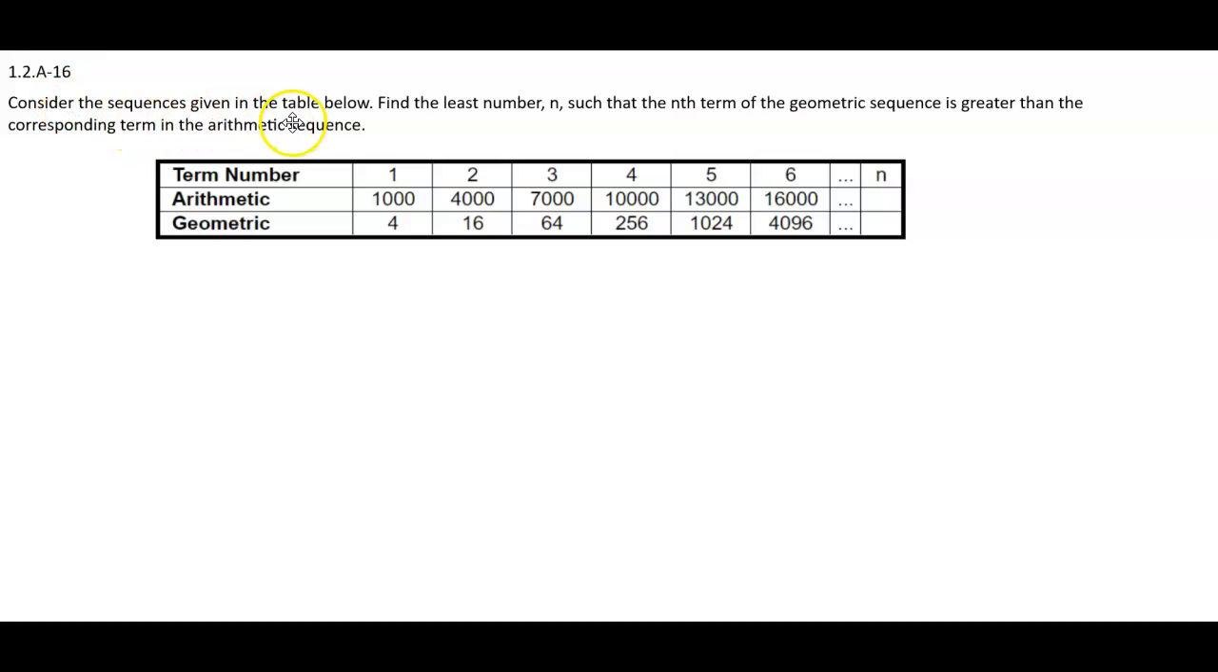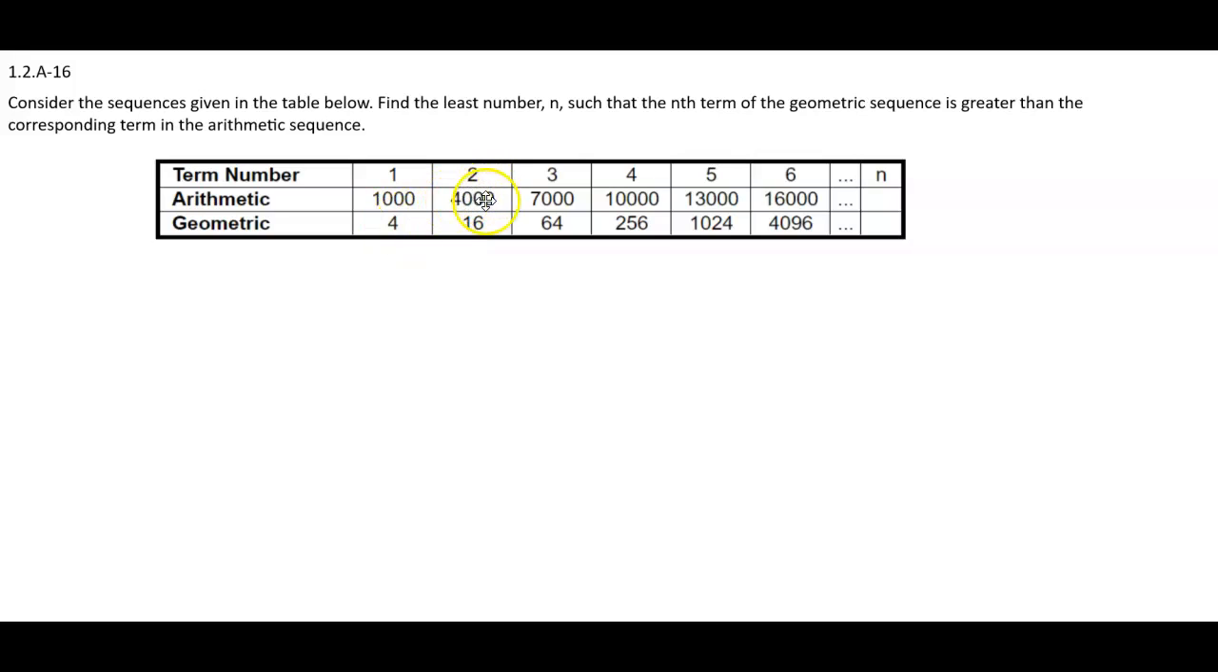Consider the sequences given in the table below. Find the least number n such that the nth term of the geometric sequence is greater than the corresponding term in the arithmetic sequence. So, if you look here right now, in the arithmetic sequence and geometric sequence, for the first term, the arithmetic sequence is greater than the geometric sequence.